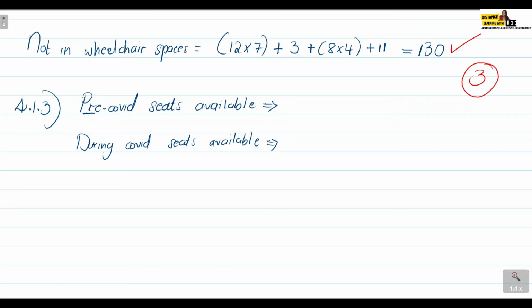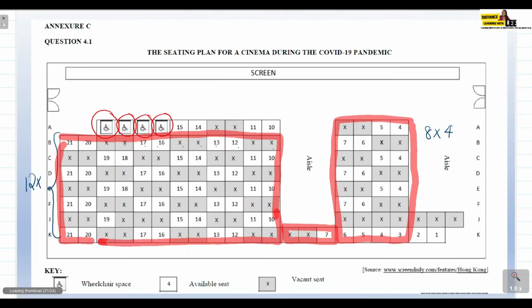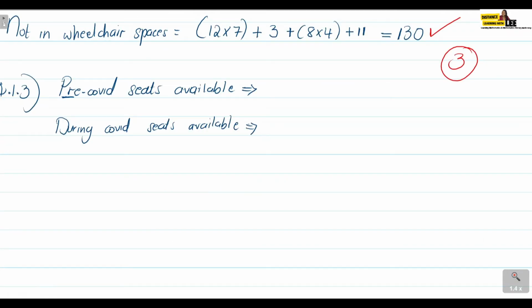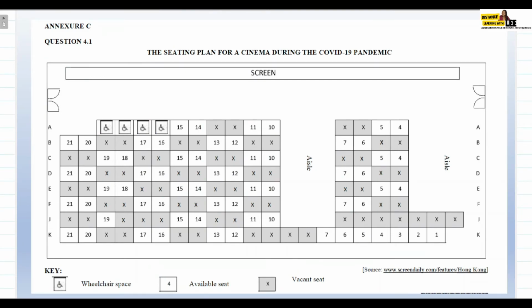Okay, so we already calculated your pre-COVID seats available, excluding your wheelchair spaces, in this question, guys. And we found that if we had to calculate the number of seats, it was 130 seats. So your pre-COVID seats available, if we do not count your wheelchair spaces, is actually 130 seats. And then how many seats were now available for people to buy tickets for during the COVID pandemic? Here, guys, you basically need to count all the seats that do not have the X on them.